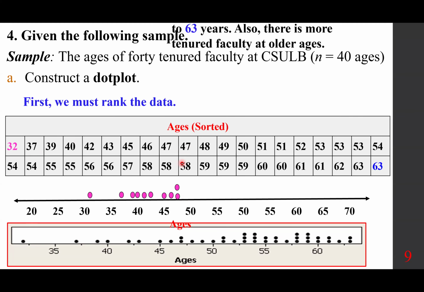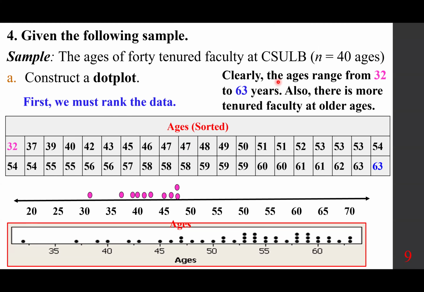What does it indicate? Clearly, the ages range from 32 to 63 years. Also, there is more tenured faculty at older age. Look at the number of dots. Then we have more here. That's what it tells us. All right, so we are going to move on.